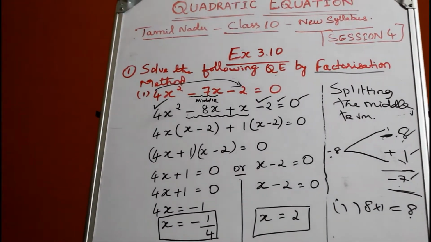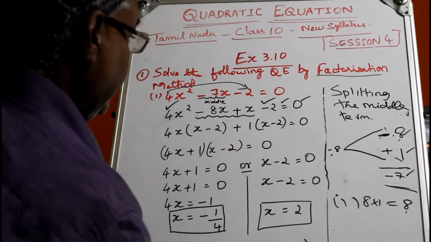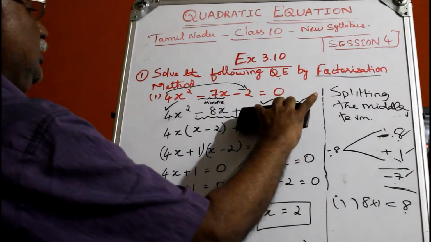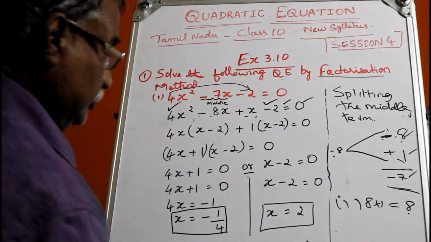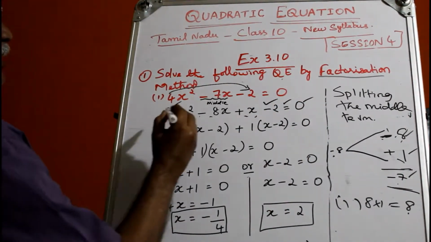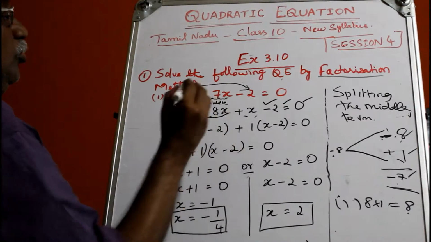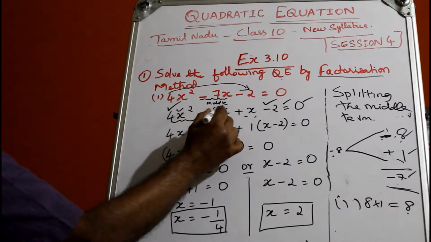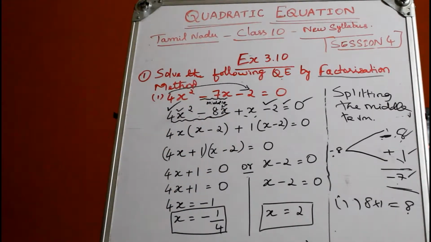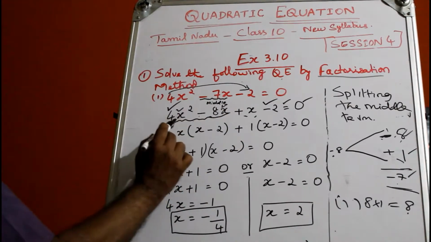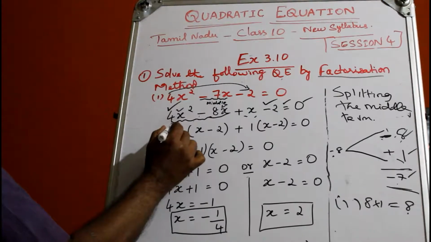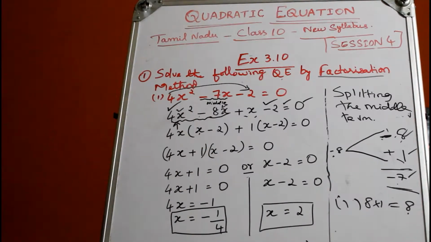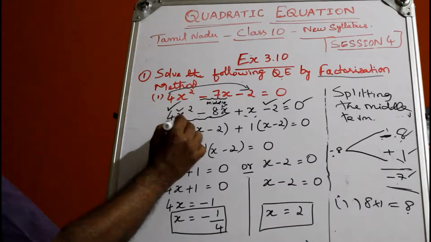Now what you do after splitting the middle term is take the first two terms. 4x square minus 8x. In both these terms, 4 is common, x is also common. So you take 4x out. When you take 4x out, you must write the first term again, so you get x inside. If you have a doubt, you can check it.